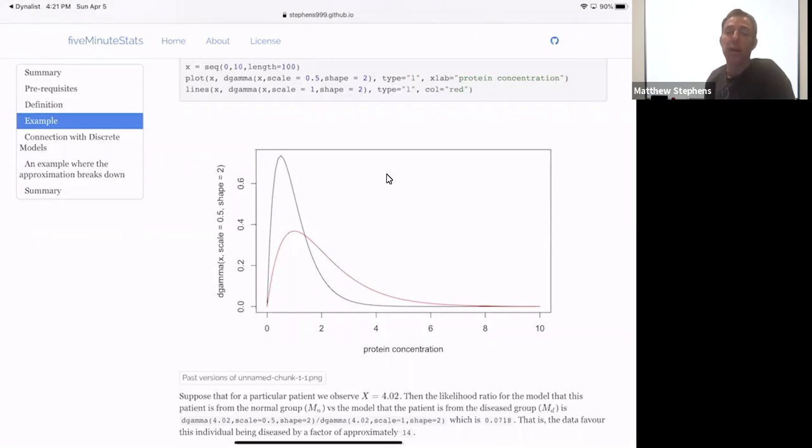That is, the red line is 14 times higher than the black line around there. So the likelihood ratio is roughly 14. So if we saw those data, we would say the data favor the disease model by a factor of 14. Or in other words, the likelihood ratio for the disease model versus the normal model is 14.